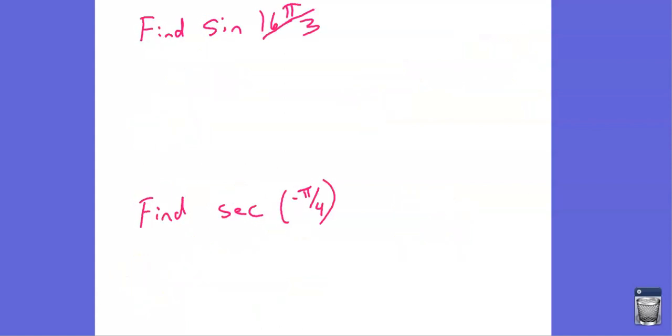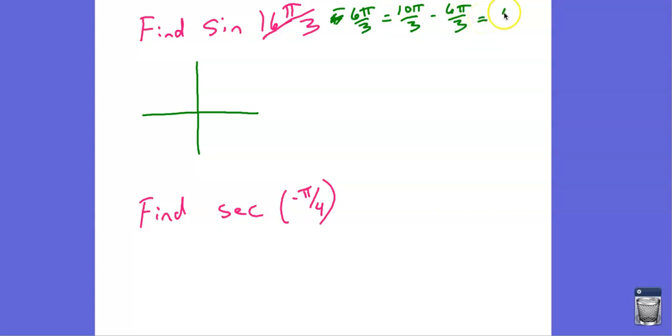For 16 pi over 3, same thing. I'm going to find my reference angle. Keep in mind, 2 pi is one way around the circle, and 2 pi is the same as 6 pi over 3. So if we subtract 6 pi over 3 from 16 pi over 3, that's going to be 10 pi over 3. Then we subtract 6 pi over 3 again, and that gives us 4 pi over 3. So we went 2 times around the circle, subtracting 2 pi twice, and then we go 4/3 of a pi more.